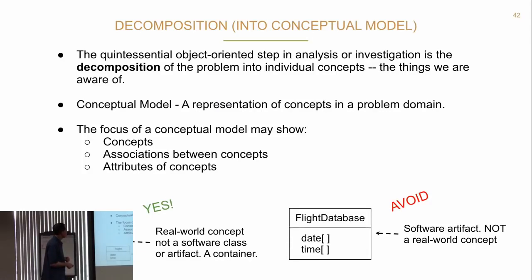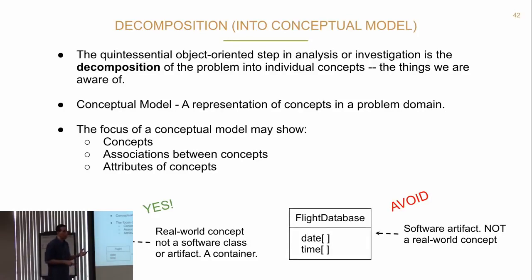So we also want to think of this in terms of a conceptual model. The quintessential object-oriented step in analysis or investigation is the decomposition of the problem into individual steps, the things we are aware of. We call this a conceptual model. The focus of a conceptual model may show concepts, associations between concepts, and attributes of concepts. I gave two examples down here, related to a flight system. So, yes, a flight actually has a date and a time. That's a real-world concept, not a software class or artifact.